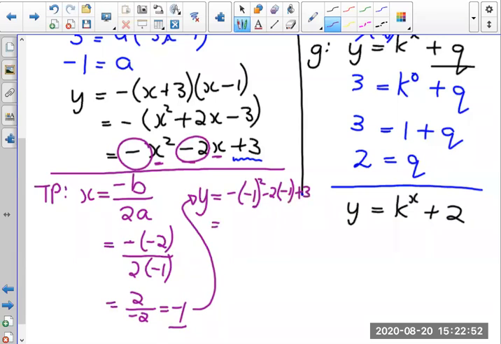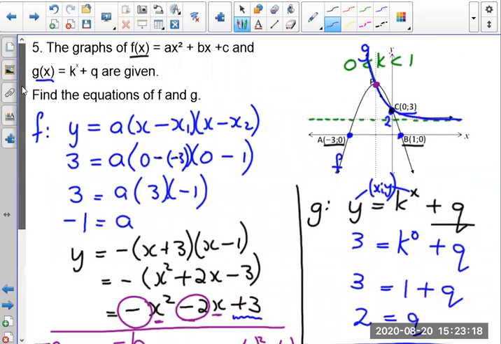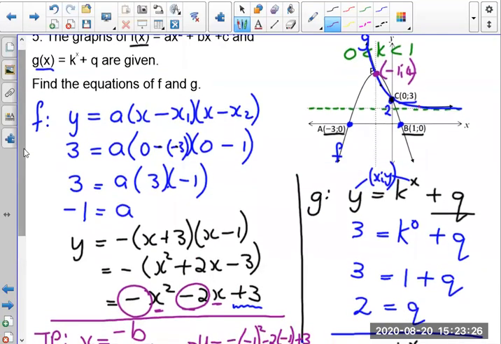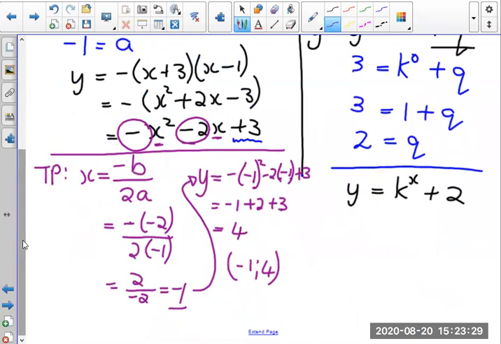So remember you square before you multiply. So minus 1 squared is 1, times a negative is minus 1. There I have plus 2 plus 3. So that gives me 5 minus 1 is 4. So the turning point is the point (minus 1; 4). And now I can use that turning point, which is negative 1 and 4, as the other point that I need to find my equation.